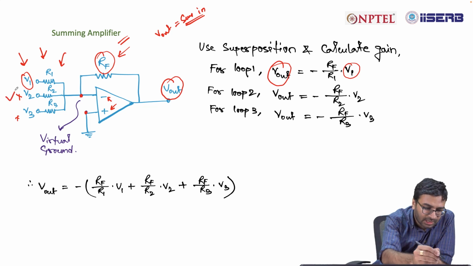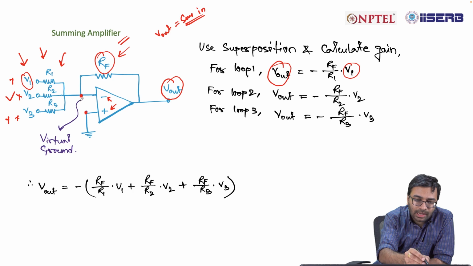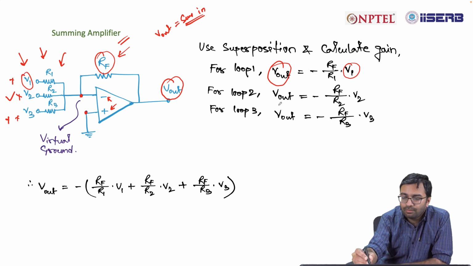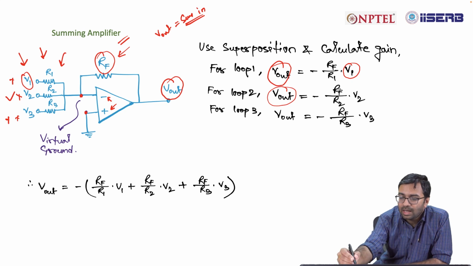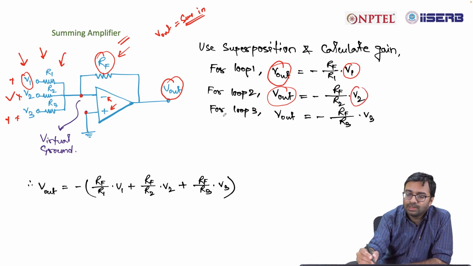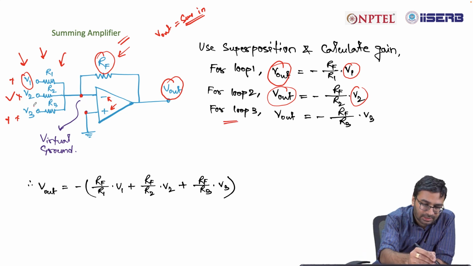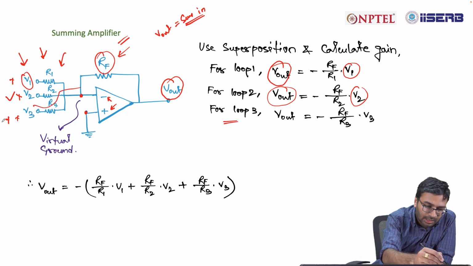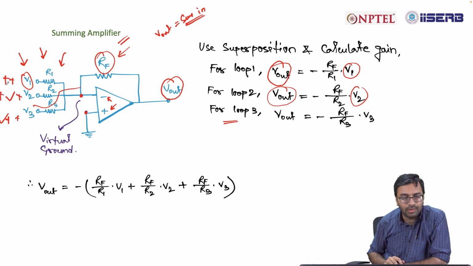Similarly, now you consider V2, ignore V1 and V3. This again forms an inverting amplifier. So, your V out in this case will be minus RF by R2 into V2. V2 is the input in this case. For loop 3, that is this loop, consider V3 and ignore V1 and V2.